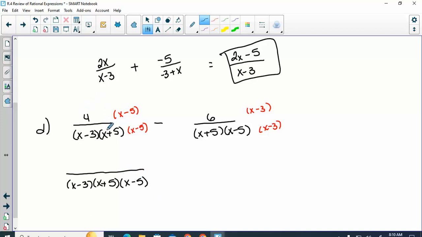But the top we do need to multiply, because I want to be able to add and subtract like terms. So 4 times x will give me a 4x, minus 4 times 5 is 20. Second, let's see, we have the same denominator. On the top, if I distribute the 6, it gives me a 6x minus 18.